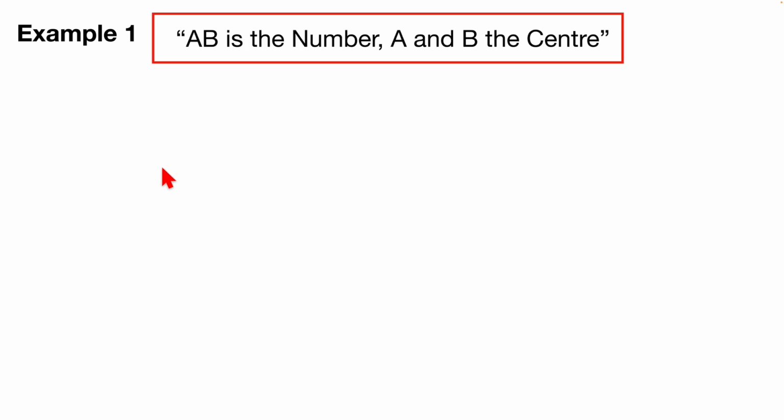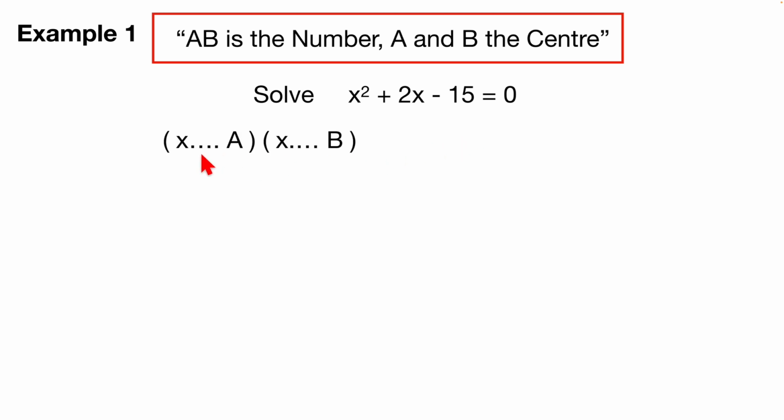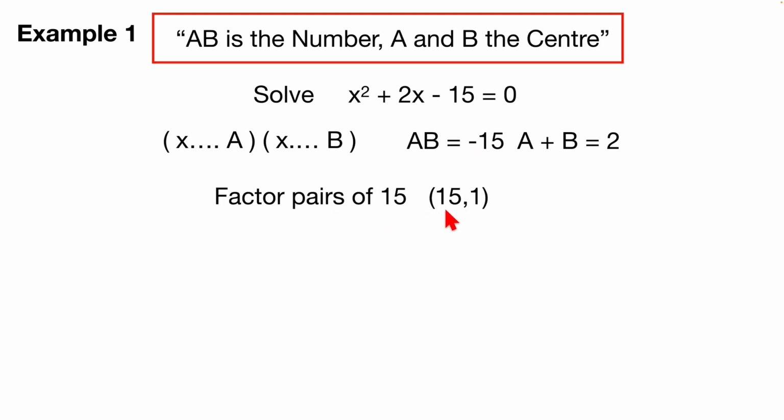Let's have a look at an example. Here's the catchphrase: AB is the number, A and B the centre. Solve x squared plus 2x minus 15 equals 0. Well, we're looking for an A and a B, where AB equals the number, minus 15, and A plus B is equal to 2. So we're looking at factor pairs of 15, which are 15 and 1, which don't add up to 2, and 5 and 3.